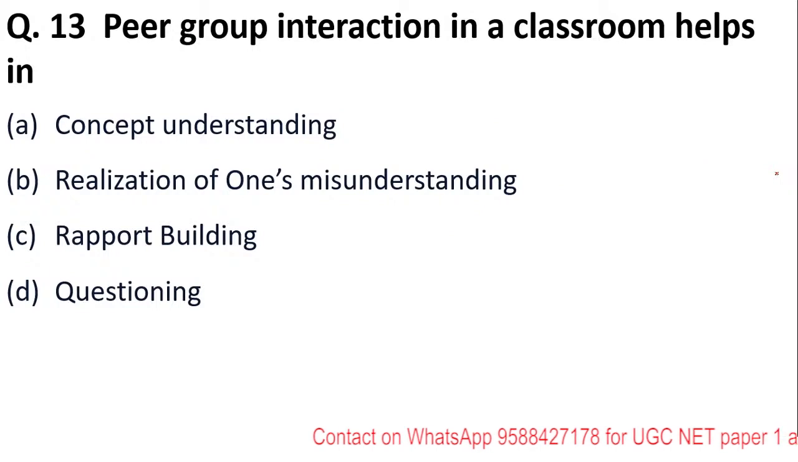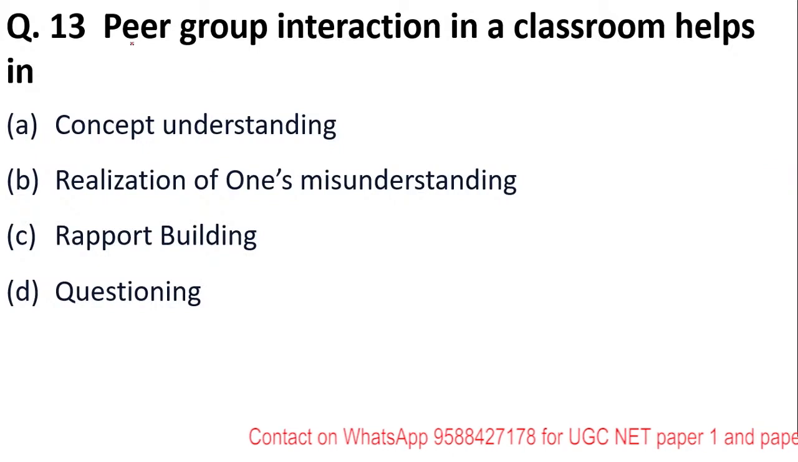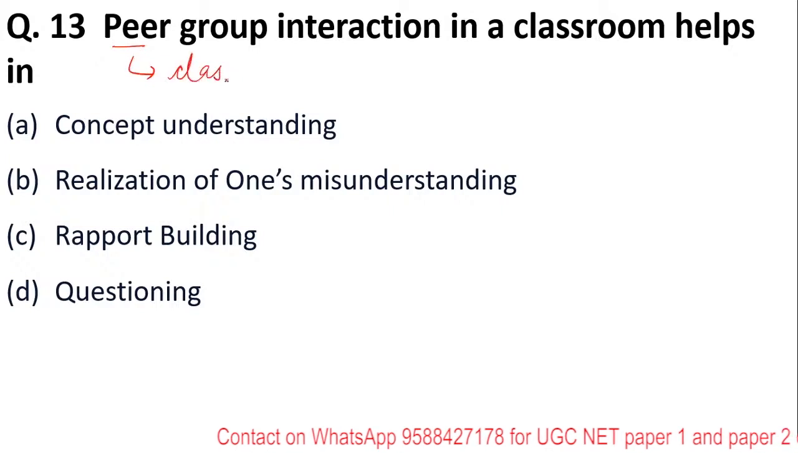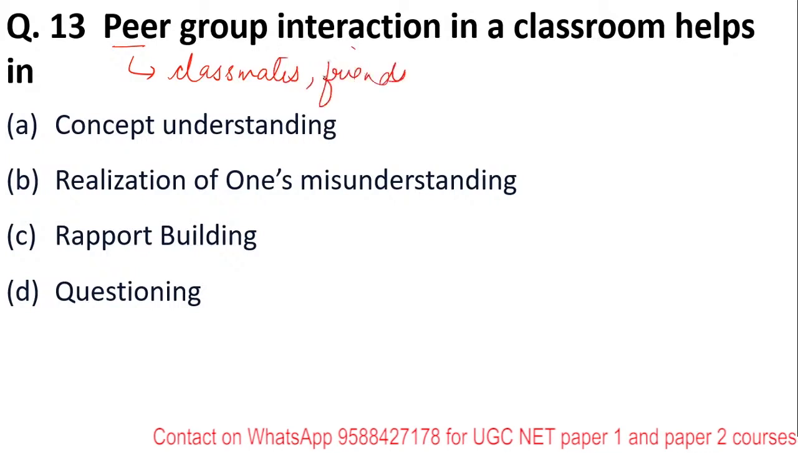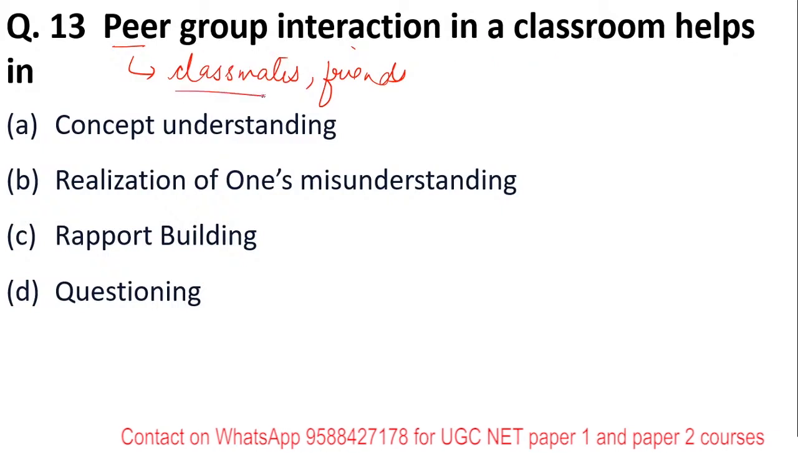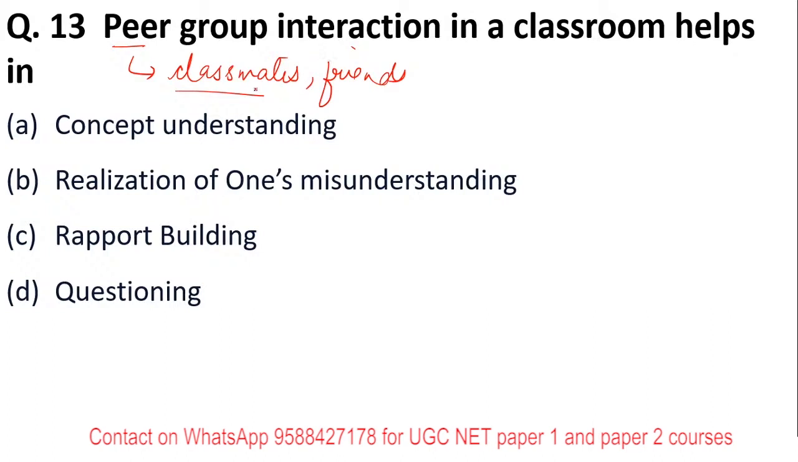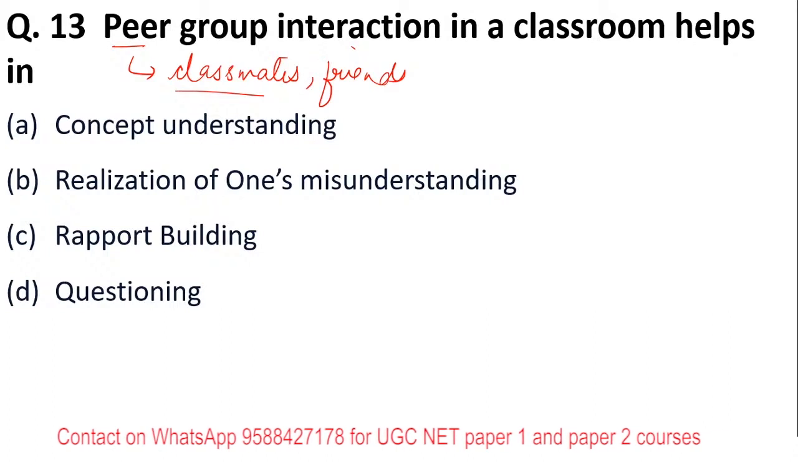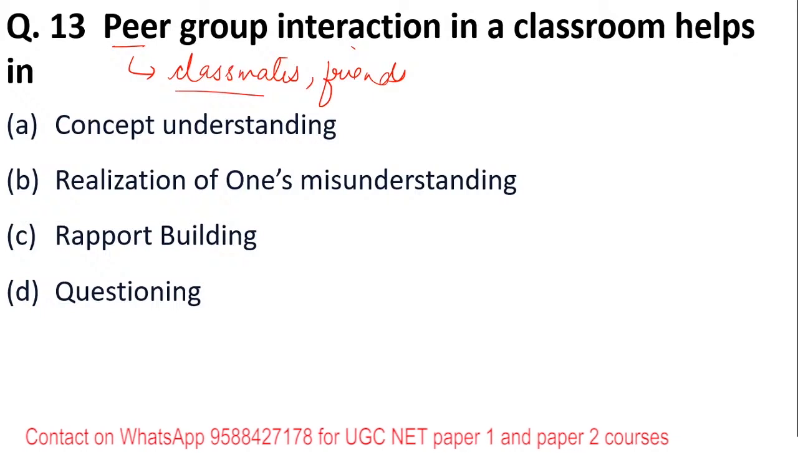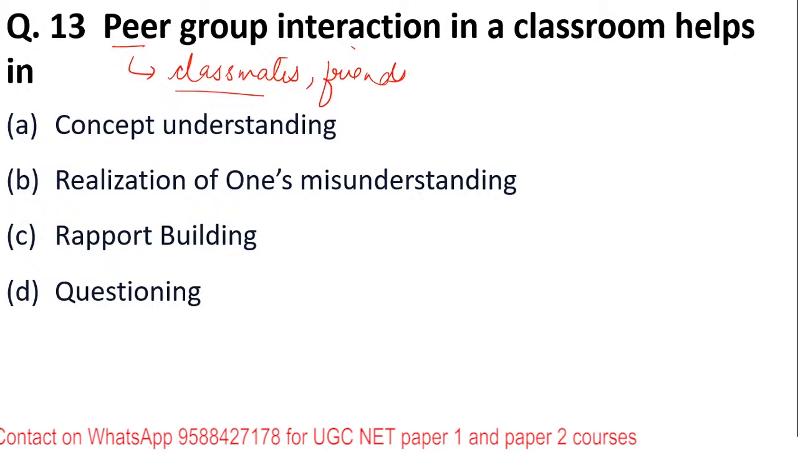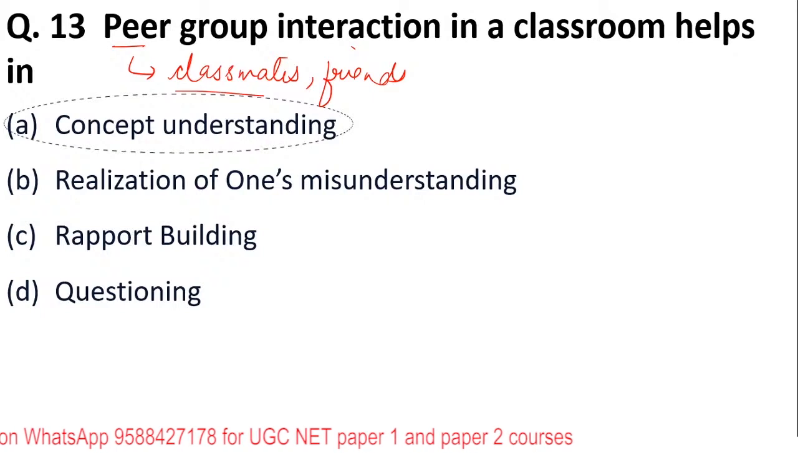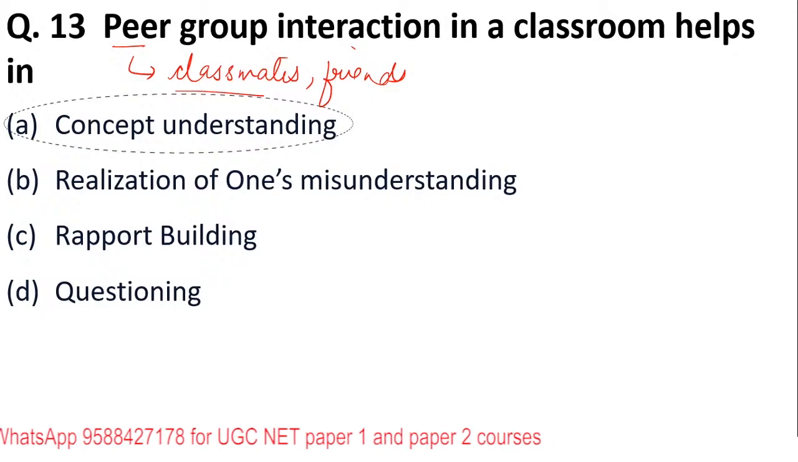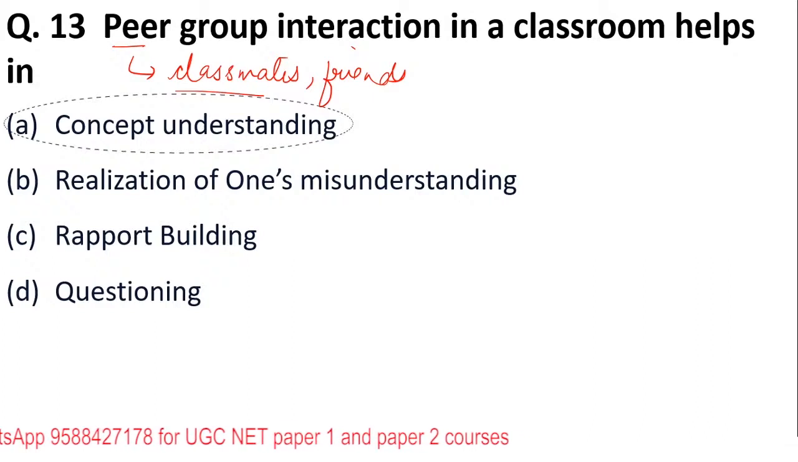Peer group interaction in a classroom helps. So what is a peer group? Some students might not know. Peer, for a student, means classmates, friends, all those are the peer group. But in a classroom, peers will be classmates, class fellows. Their interaction helps in concept understanding, realization of one's misunderstanding, rapport building, or questioning. Sometimes when we face problems and speak to our fellows, we tend to understand more. So peer group interaction is also important for a student's development.